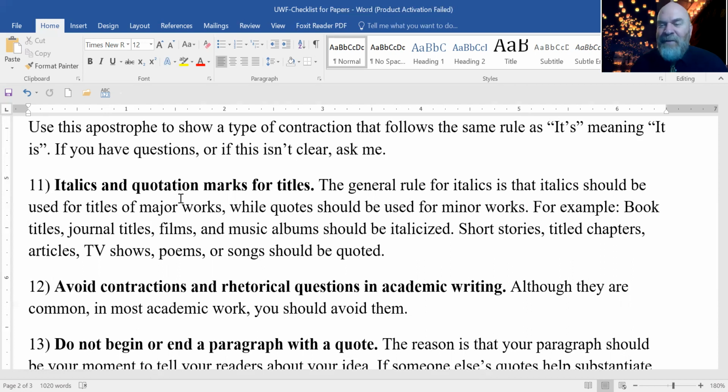So I know that might be a little confusing, but maybe the song "When Doves Cry" would be in quotes and the album would be in italics. So just remember the major title, because the major title in an album, of course, is the entire body of the work, and then the smaller titles are in quotations. You should remember that because people get that mixed up all the time.